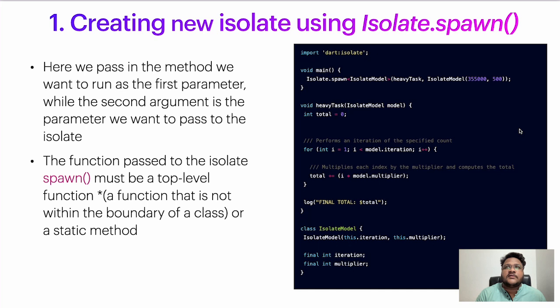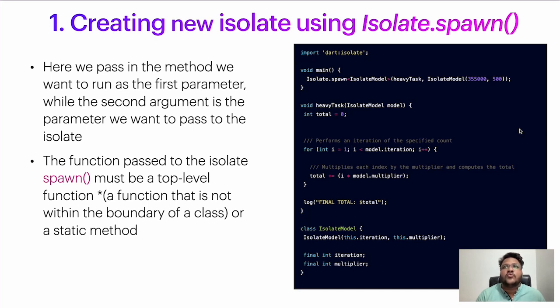So you can see this piece of code. Here we are creating a new isolate. In the main function, we have called the method isolate.spawn. As you can see, there is a function named heavyTask, which is doing some high calculation, and there is an isolate model class, which is a model. In the isolate.spawn function, we have to pass two parameters. The first is the function which we want to run after creating the new isolate, and the second is the parameter required by that function. In this case, the isolate model is required by heavyTask.